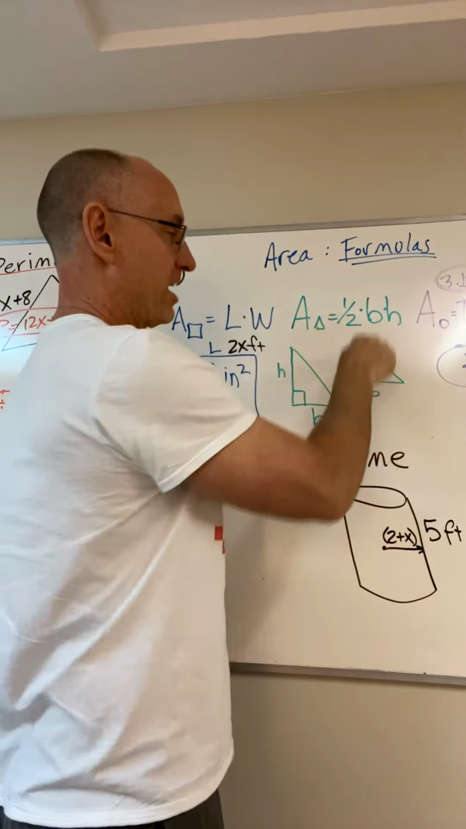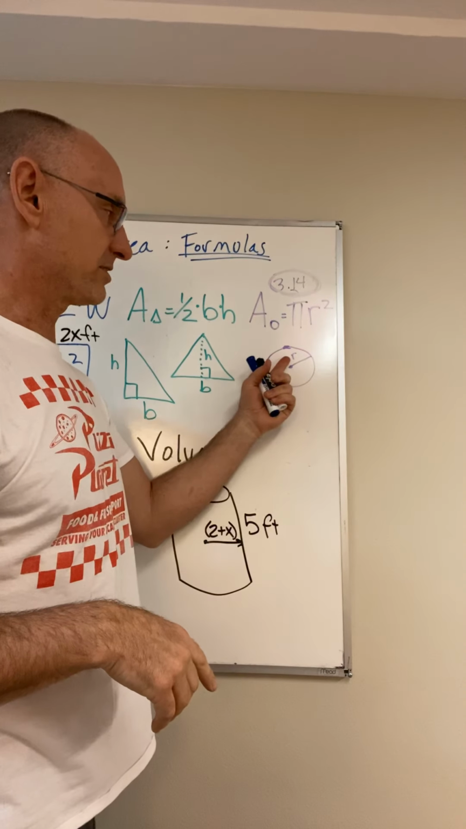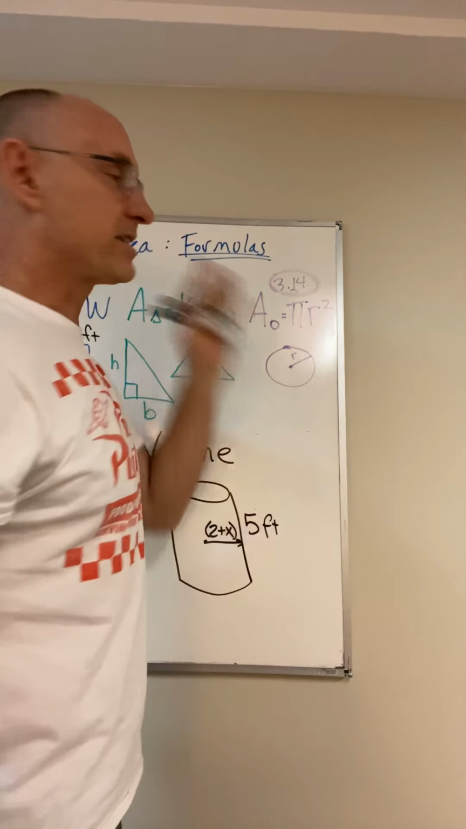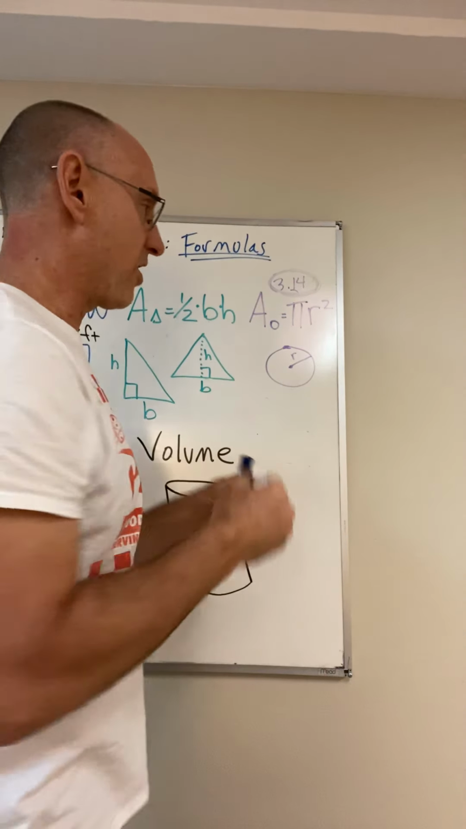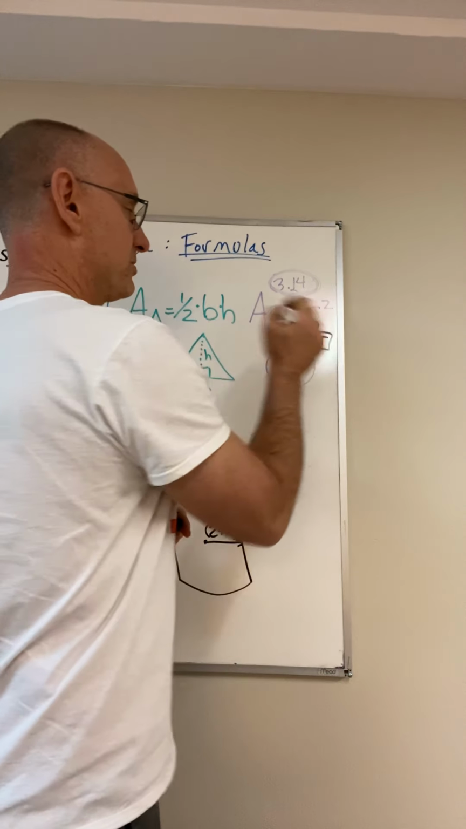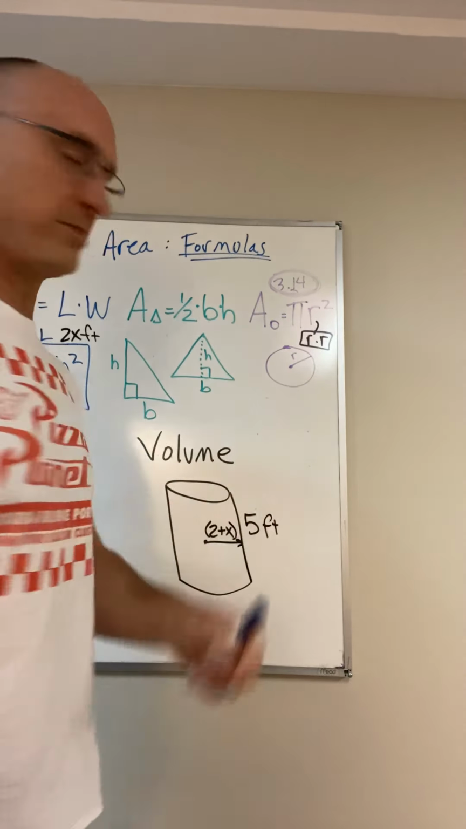Circles, that's kind of a tricky one. When you find the area of a circle, it's pi r squared. You use 3.14 times whatever the radius is, x plus 2, whatever it is, times itself. Don't forget, r squared means r times r. So you multiply it times itself and then multiply it times 3.14. That's what makes that a little tricky.